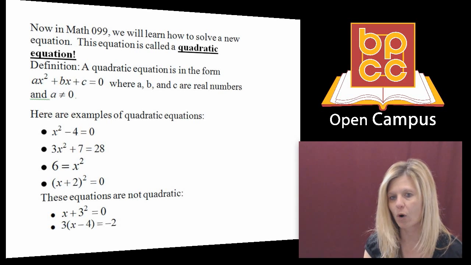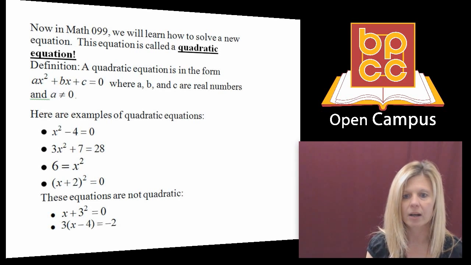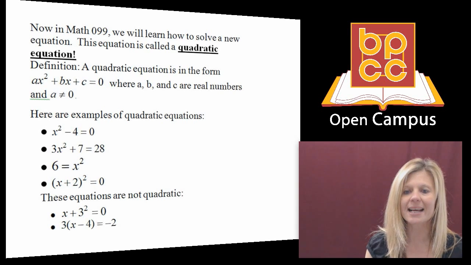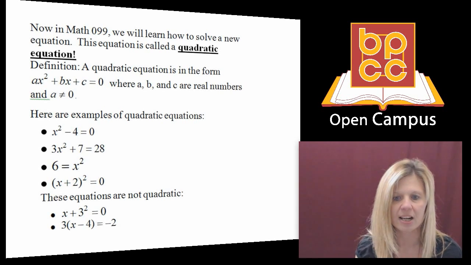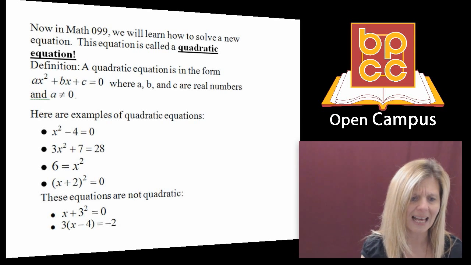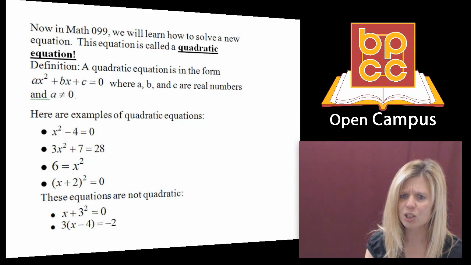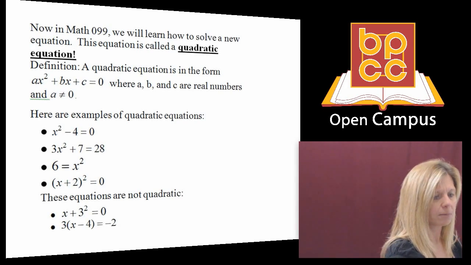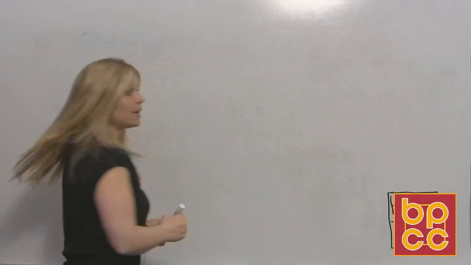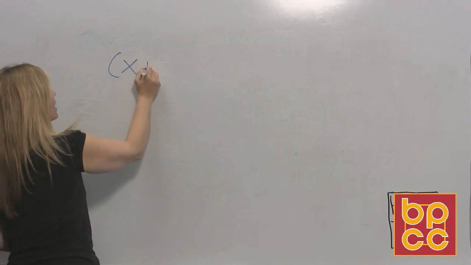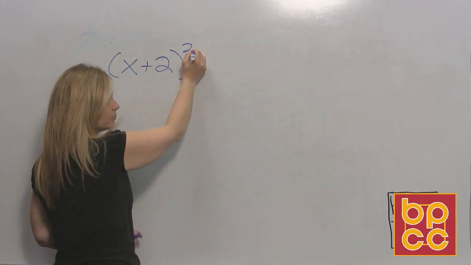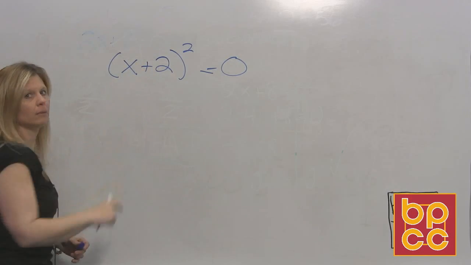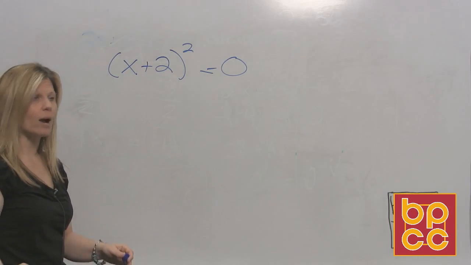x squared minus 4 equals 0. There's the x squared. 3x squared plus 7 equals 28. There's the x squared. 6 equals x squared. There's the x squared. Now let's go to the board and look at that last one. Because when I read (x plus 2) squared equals 0, I don't see the x squared. So let's think about that. If I write (x plus 2) squared equals 0, that x has an exponent of 1. So right now it's not quadratic.